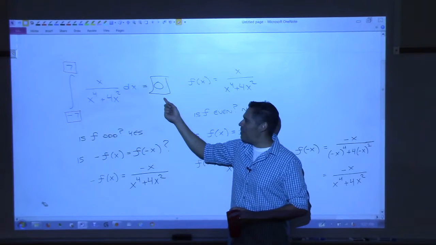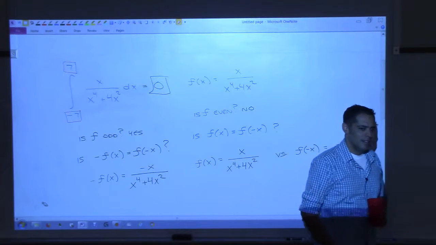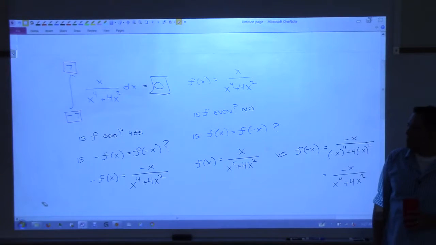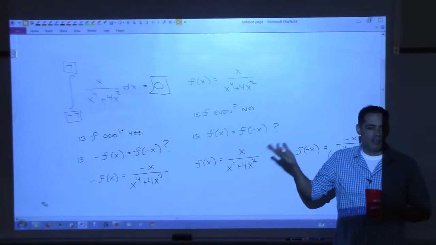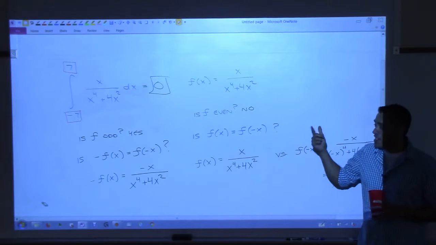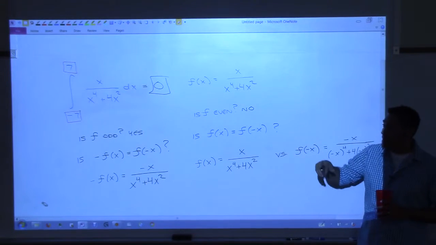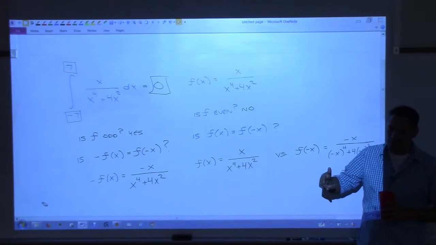Is 0 a positive number or a negative number? It's neither. Positive means greater than 0, negative means less. If you change the sign of 0, it doesn't change. It's still 0. Now, is 0 an even number? Yes, 0 is even. It's not positive, it's not negative, but it is an even number.